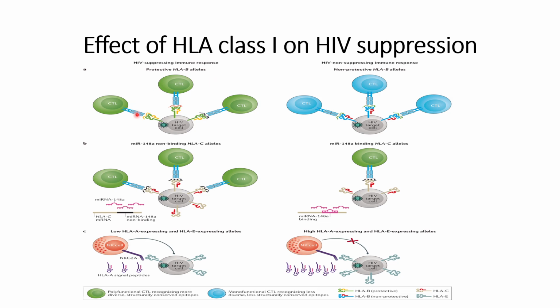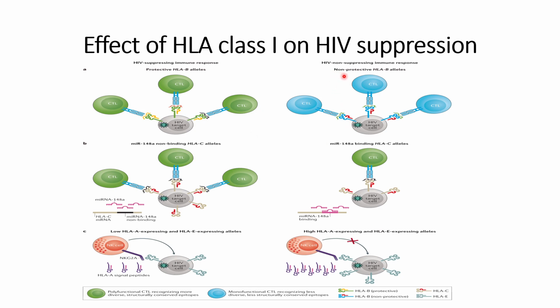This is the slide that shows how different kinds of HLA will affect the immune response. For HLA-B, there are two kinds of alleles. One is protective and another one is non-protective. The protective HLA-B alleles will be able to produce more peptides of different epitopes on the cell surface that can result in polyfunctional CTL recognition. That is, it will train the immune system better, as the immune system will recognize different epitopes of the virus and will be able to perform its function better.